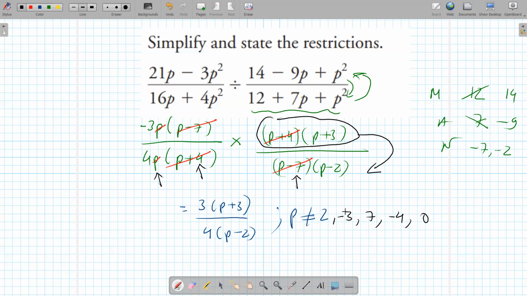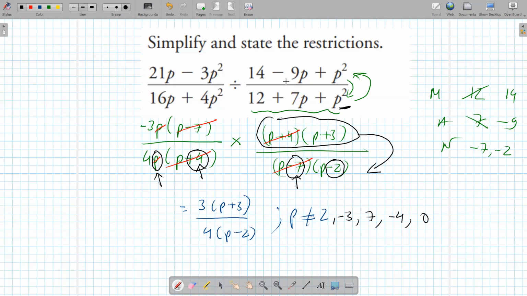Do you understand what happened? This one's pretty obvious. P can't be 0. This one, P can't be negative 4. This is normal. 7 is also normal, it's in the denominator. 2 is also normal, it's in the denominator. A lot of people forget about the negative 3 because they don't account for where it came from, right? Because negative 3 was on the bottom to begin with. So yeah, you have to work all the way backwards.